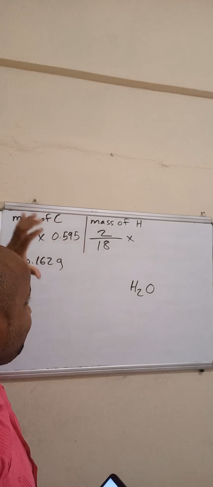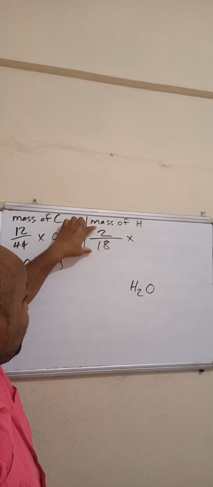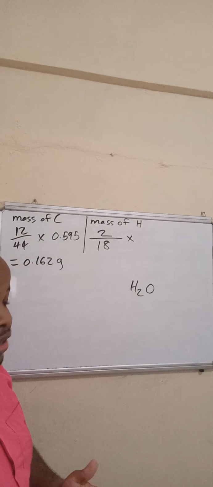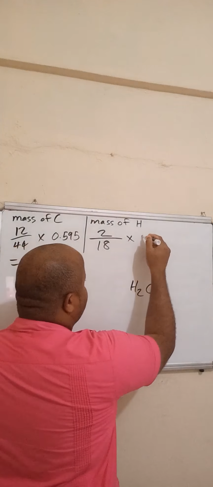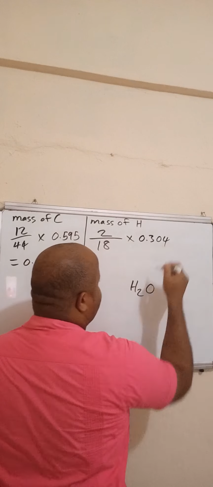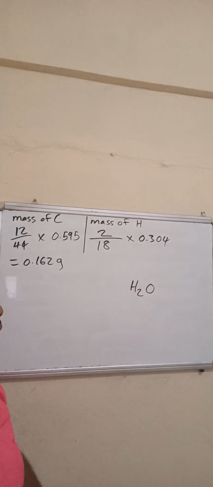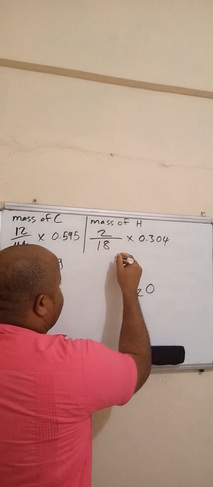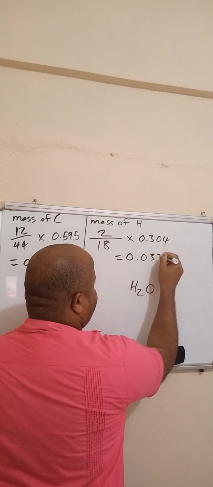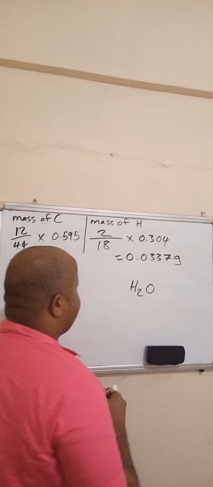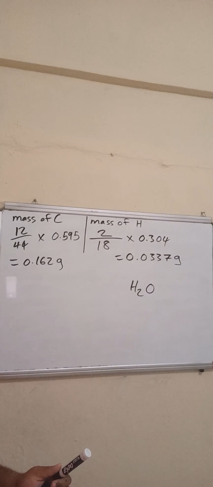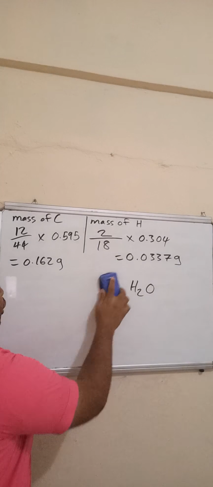So in any combustion analysis question, if you want the mass of hydrogen, 2 over 18 times whatever mass you are given. In this case, it was 0.304. And the answer should be 0.0337 gram. Right? So we have the mass of carbon and we have the mass of hydrogen.